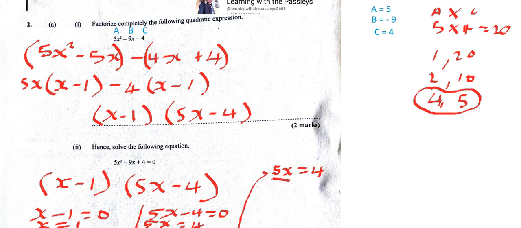Then we are going to divide both sides by 5. So this 5 cancels this 5. Therefore, x equal 4 over 5. Right? Now we can write x equal 1 and x also equal 4 over 5. So this is how we solve problems like this in CXC.